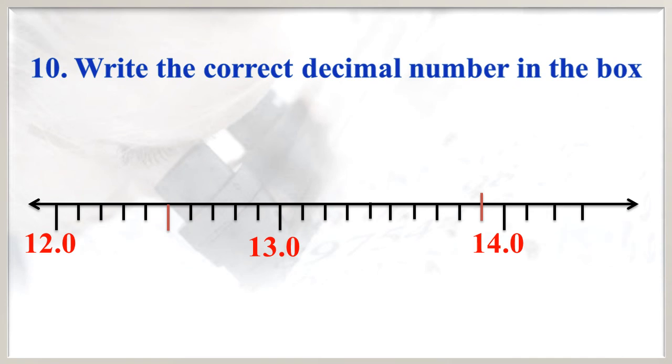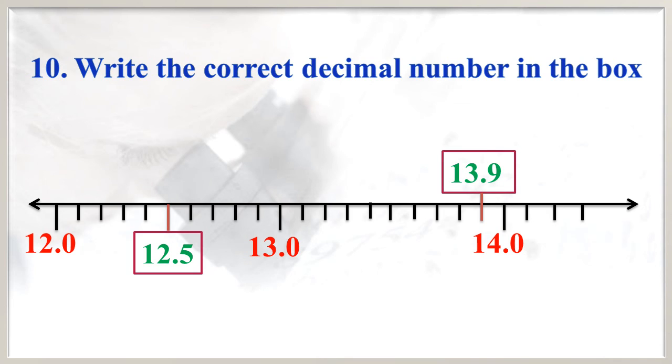Write the correct decimal numbers in the box. The given number line starts from 12.0 to 14.0. Here there are two boxes. First one, we want to find the number, isn't it? So 12.1, 12.2, 12.3, 12.4, 12.5. Then we want to find the next box, that is 13.1, 13.2, 13.3. Likewise we will get 13.9. These are the answers.